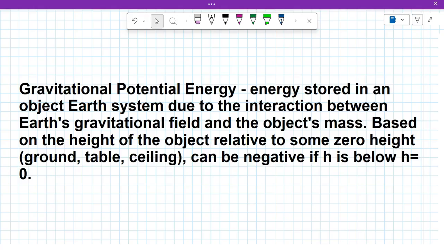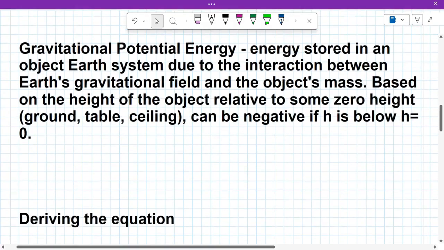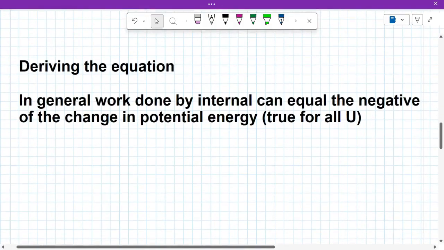We're going to pick what a height of 0 is based on the context of the question because we want a nice convenient height of 0, right? So usually we'll set our lowest point of our system to be a height of 0, because we can have a negative height if the h is below 0. Potential energies can be negative, but remember kinetic energy cannot. So let's talk about deriving the equation.